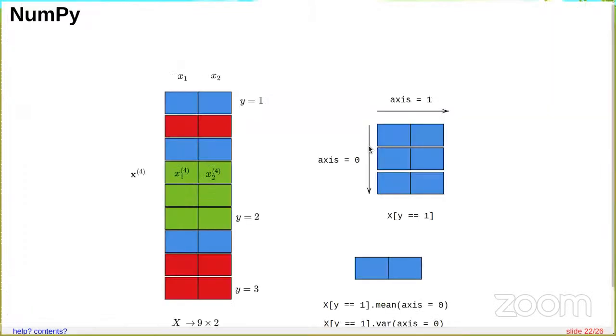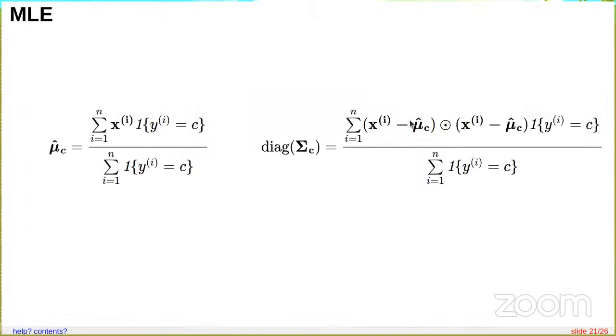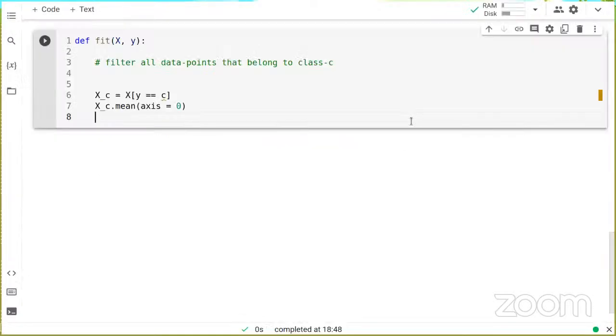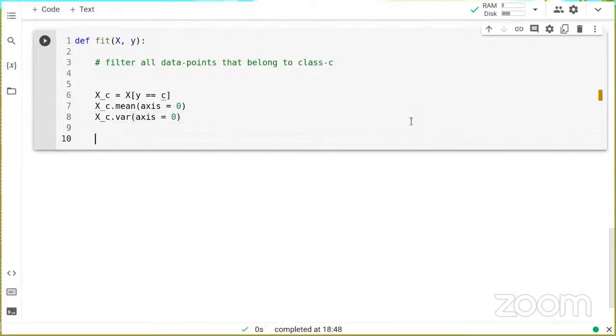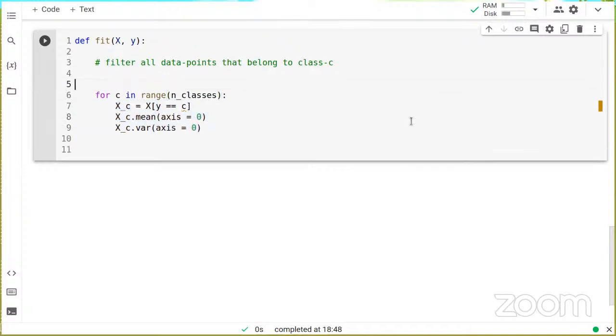And the next part is what? The variances, right? For that, I'll simply do x_c.var(axis=0). So I'll do this for each class, in the total number of my classes.